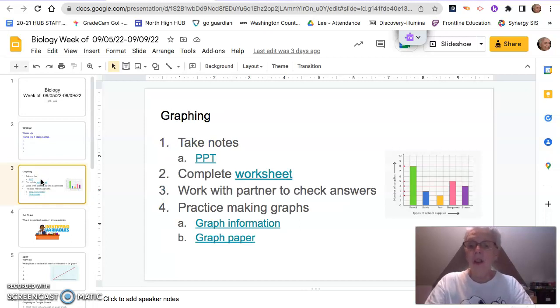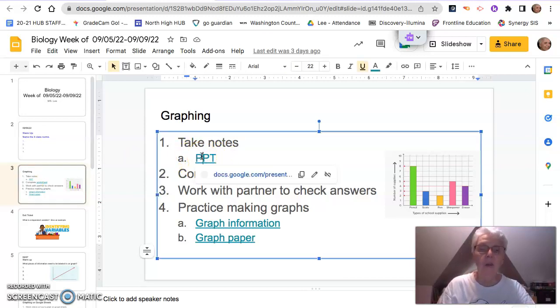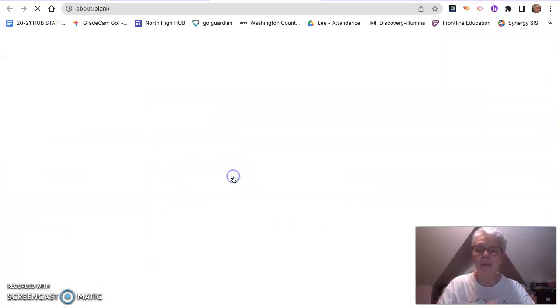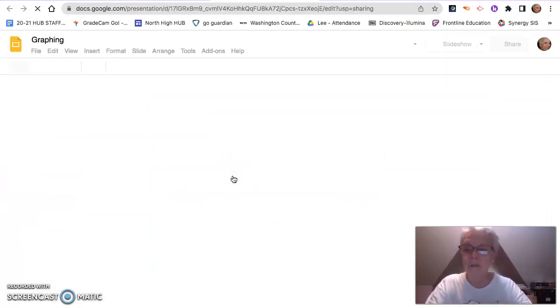So we're going to look at graphing first. Graphing is one of those things that we do quite often in science. Not only do we need to be able to make graphs, but we need to be able to interpret those graphs for others and for ourselves. So the first thing we're going to do is take notes, and if you push on this right here, this will give you my PowerPoint for graphing, and we are going to look at that first.